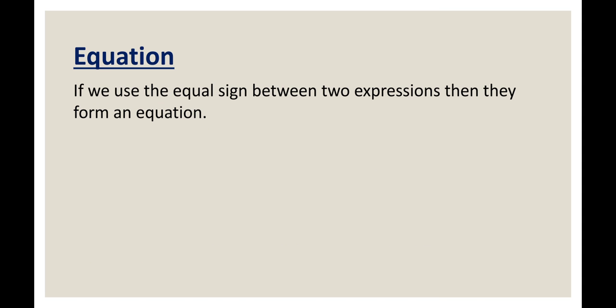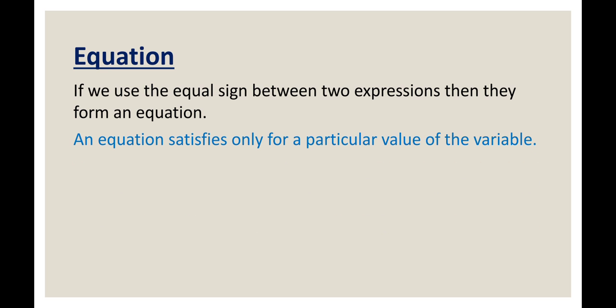If we use the equal sign between any two expressions, then they form an equation. If we are equating any two expressions, then we can say that they form an equation. An equation is satisfied only for a particular value of the variable. In an expression we can take any value for a variable, but an equation is true only for a single value of the variable.